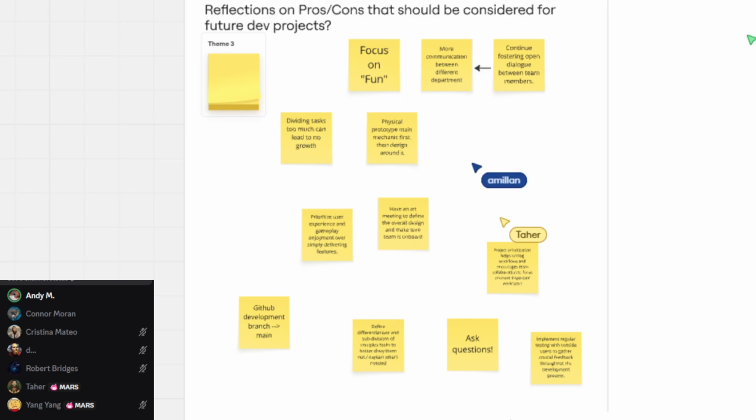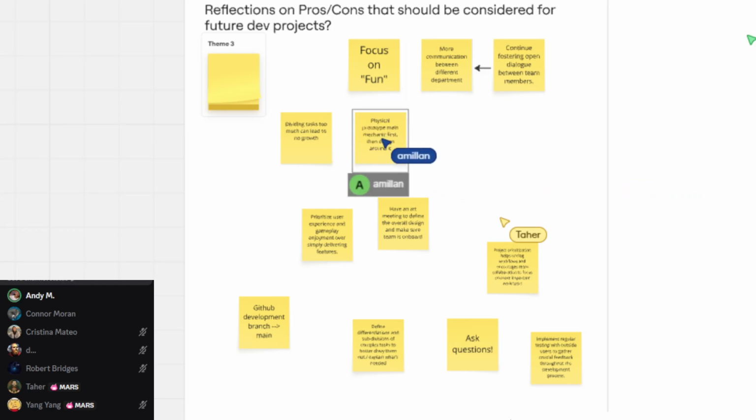Moving on: physical prototype, main mechanics first, then design around it. Yes. Does anyone want to speak to that? You don't have to. That was a good reflection. Getting the core mechanic up and making it fun and playable first, and then designing around that. Because early on we just had the idea and the concept and couldn't see whether it worked or not until it was in the virtual phase. So I think getting that early would have helped on the fun factor. Yeah, I agree.